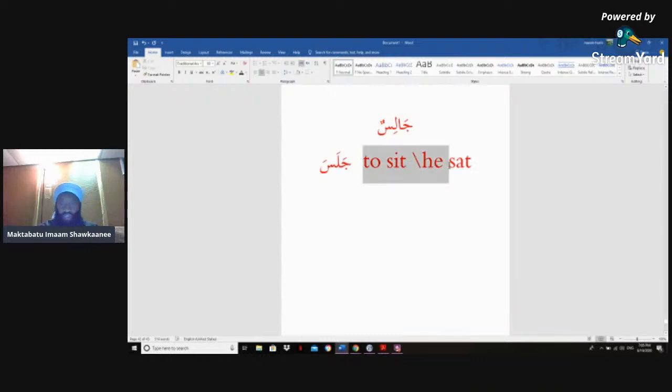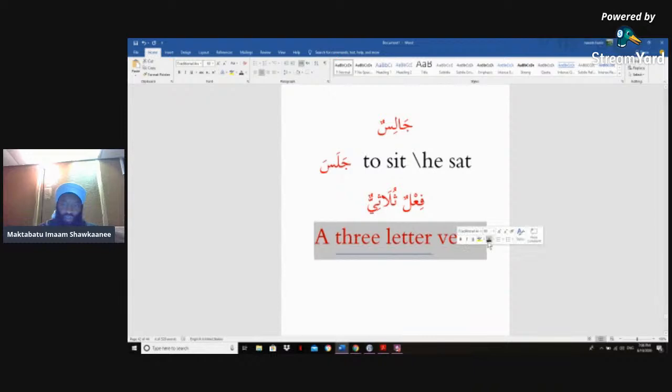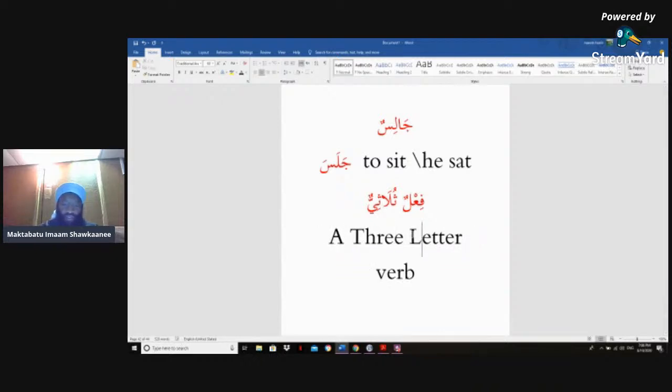Look here, ikhwan. Jalasa, how many letters does it have? It has 3. So it's called a triliteral verb, a fa'l thulathi. Since it has 3 letters, it's called a 3-letter verb, or you can say in a fancy way, the triliteral verb. The verb that has 3 letters.